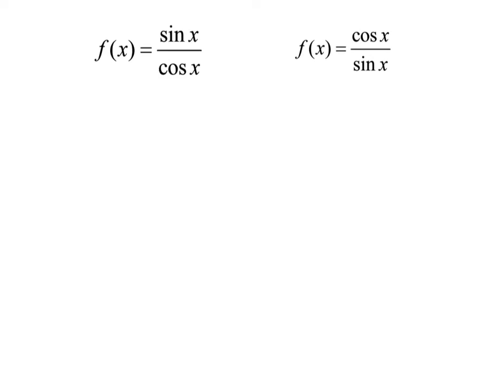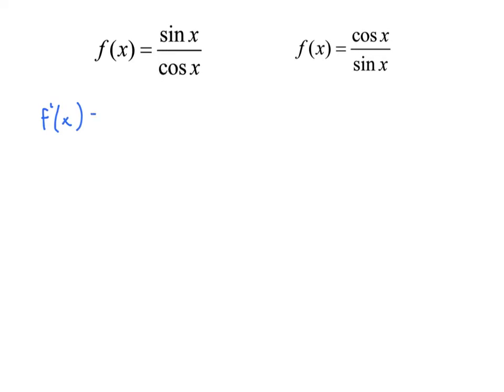We're going to talk real briefly about the derivatives of some trig functions and how you can use them. So in this very first example, we've got sine divided by cosine. I'm going to find the derivative of that, so f prime of x. Now because it's a quotient, it's sine divided by cosine, I've got to use quotient rule.